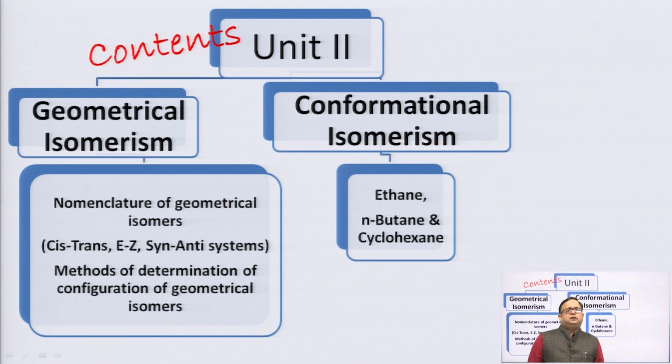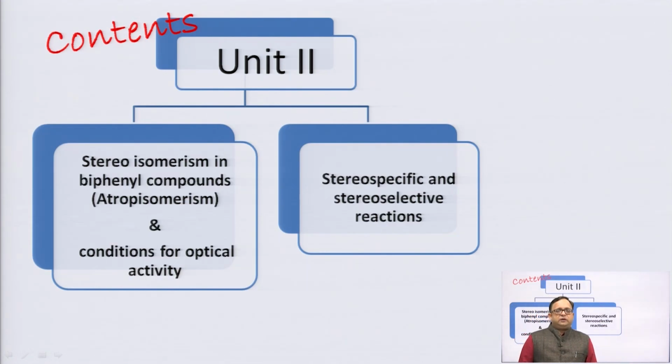this unit second, namely geometrical isomerism, conformational isomerism, and stereoisomerism in biphenyl compounds, stereospecific and stereoselective reactions. In our previous 2 lectures, we have seen what conditions are required to exhibit geometrical isomerism: the presence of restricted rotation around an olefinic bond and the presence of 2 different types of substituents around the olefinic bond.